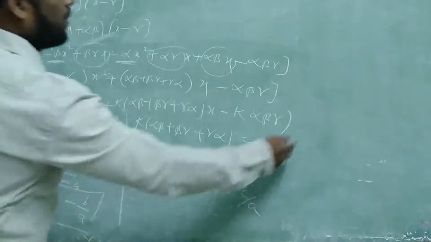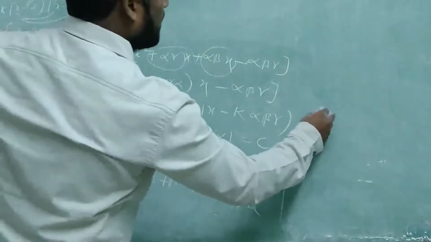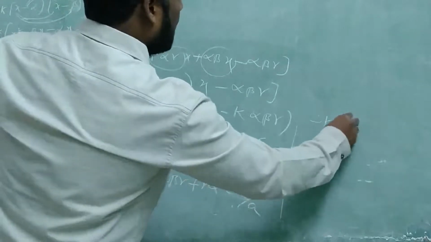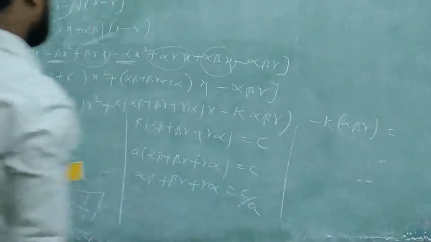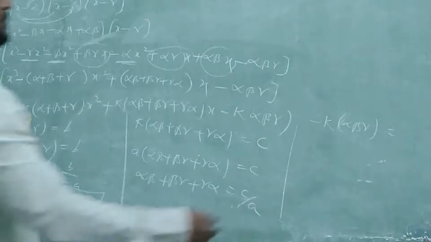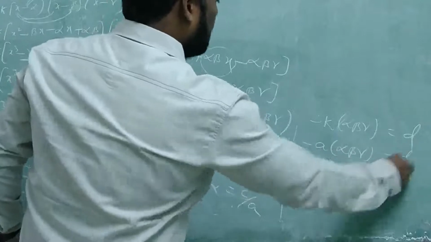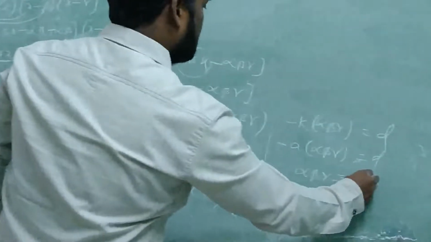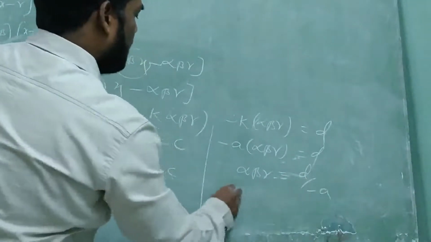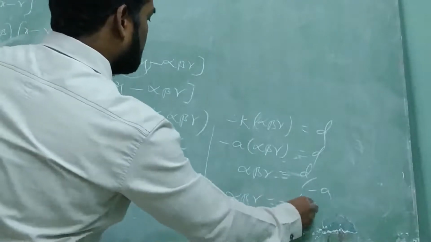And the last one is comparing the constants. Minus k into alpha beta gamma, and here the constant is d. So minus a into alpha beta gamma is equal to d. Alpha beta gamma is equal to minus d by minus a. So alpha beta gamma is equal to minus d by a.